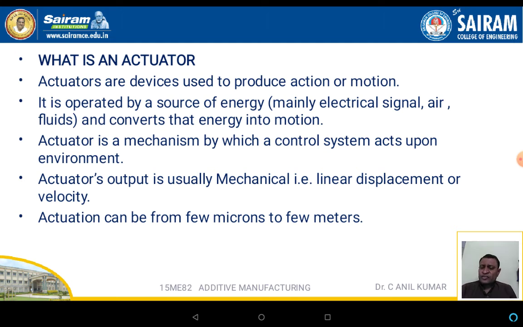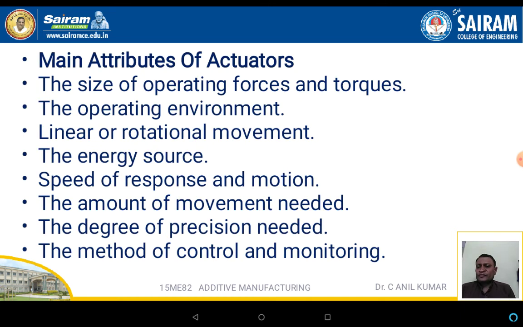The actuations can range from a few microns to a few meters. The main attributes of actuation are the size of the operating force and the torque, the operating environment, linear or rotational movement, the energy sources, the speed of response and motion, the amount of movement needed, the degree of precision needed, and the method of control and monitoring.